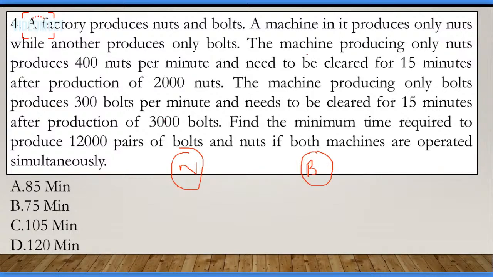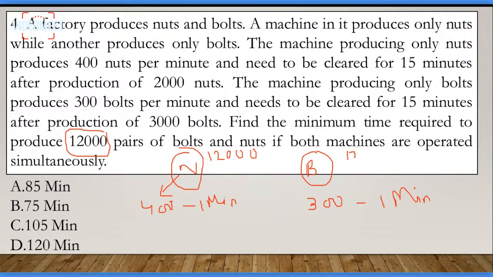According to the question, the machine producing only nuts produces 400 nuts per minute. That means it requires 1 minute to produce 400 nuts. And the second machine requires 1 minute to produce 300 bolts. Fine, no problem. According to the question, we require 12,000 nuts and 12,000 bolts for pairing.